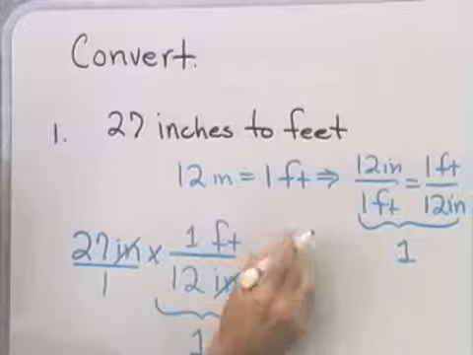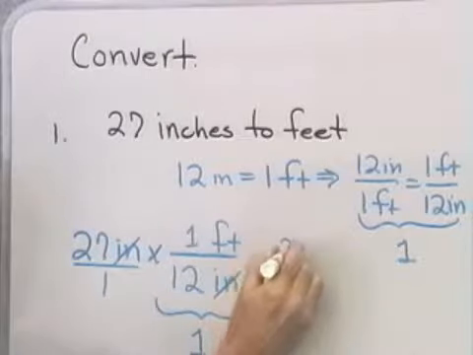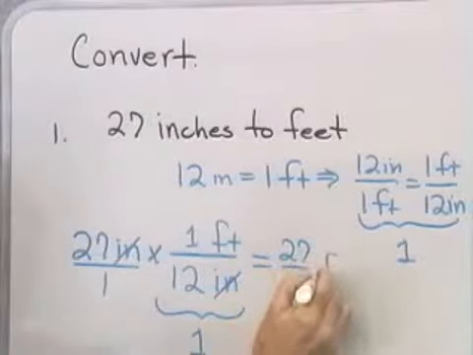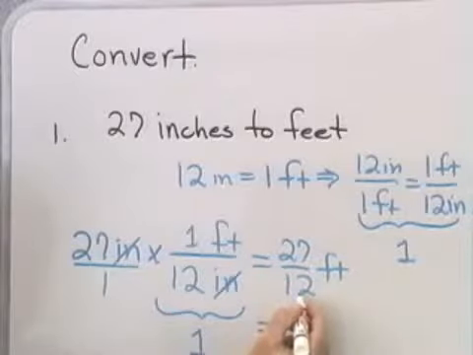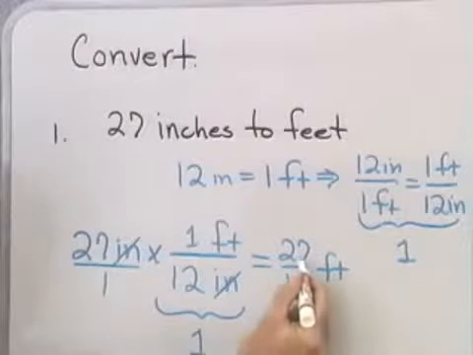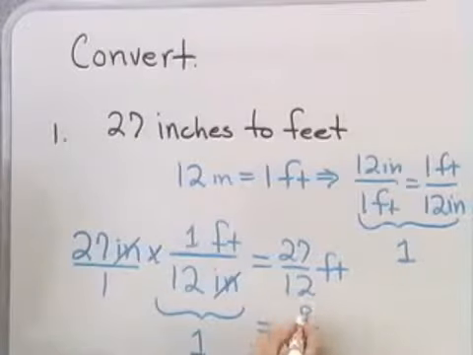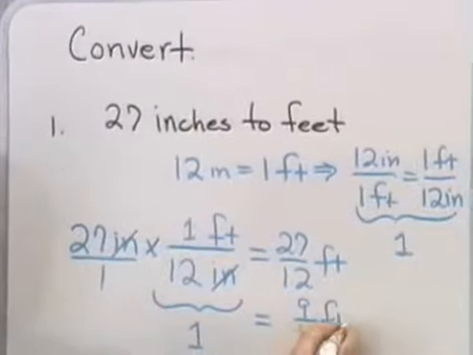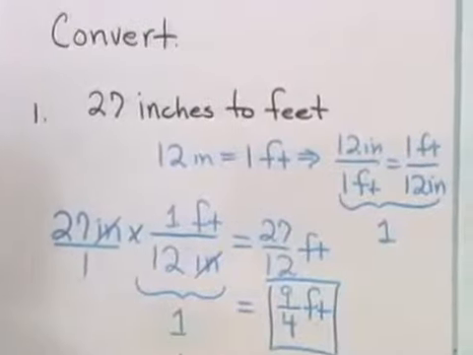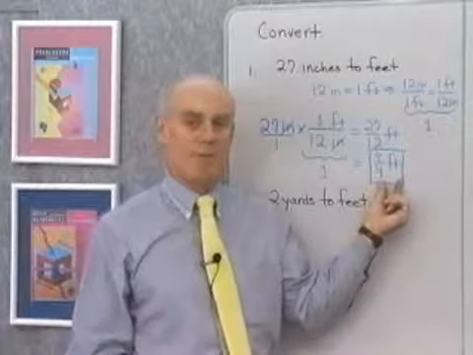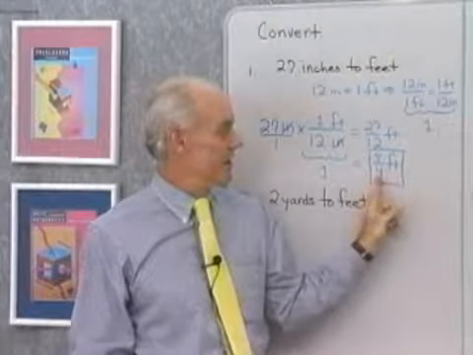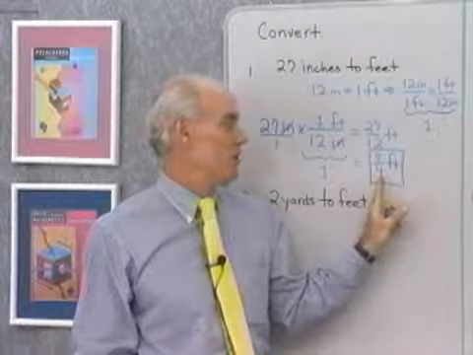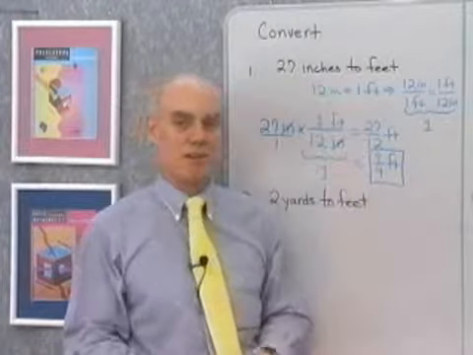I end up with 27 divided by 12 feet. Now I'll just reduce this down to lowest terms, or let's see, maybe divide. Let's see, 27 divided by 12. Both these are divisible by 3. So I'll divide 3 in there, I get 9. 3 into there, 4 feet. So I end up with 9/4 feet as an improper fraction. So converting 27 inches into feet, I get 9/4 feet. Now let's see, that would be 2 1/4 feet. So 2 1/4 feet is exactly the same as 27 inches.